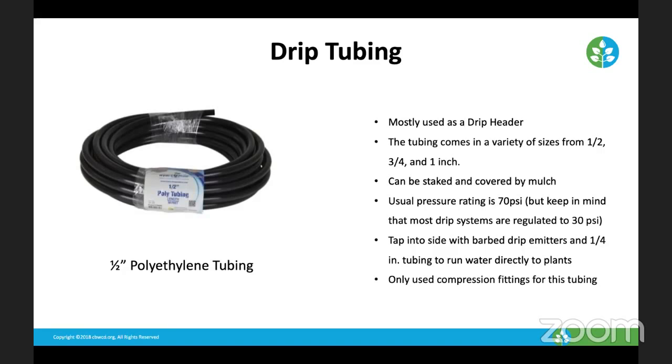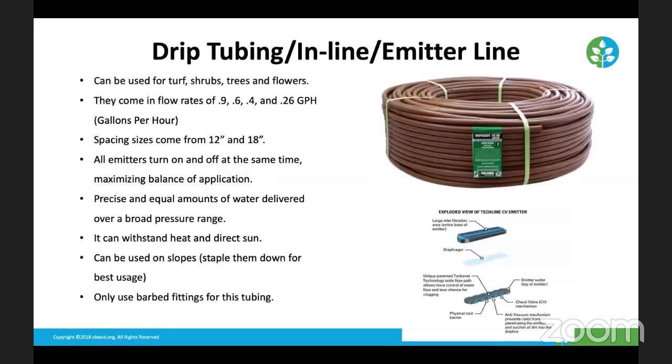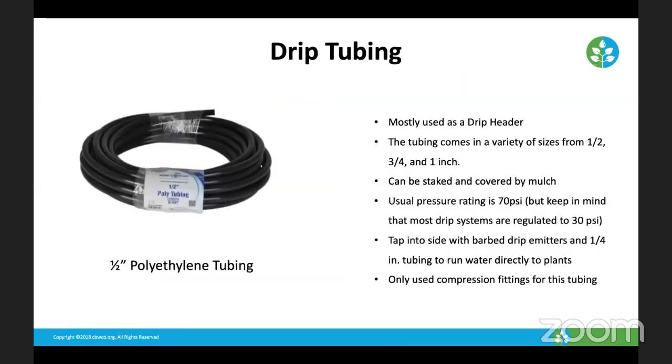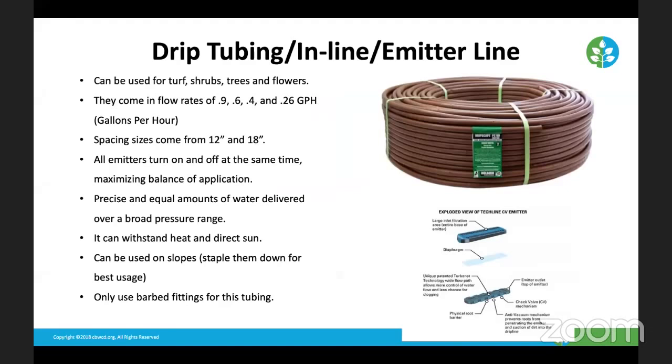This is also a drip tubing that you can use to tap into. So you can use 1/4 inch tubing running directly to your pots, plants, and so on. And you would only want to use compression fittings for that tubing specifically, which we will cover in the next couple of slides.